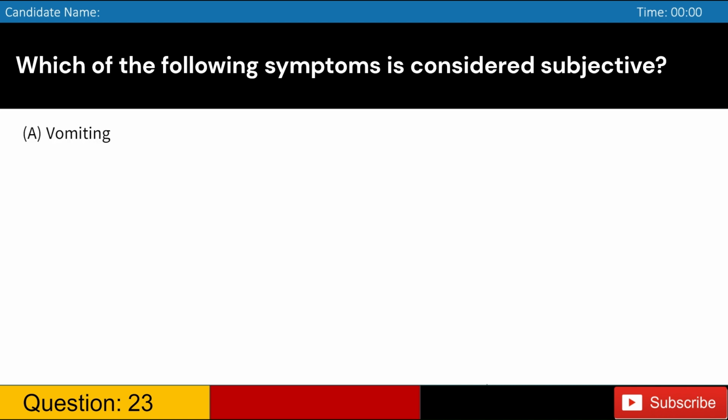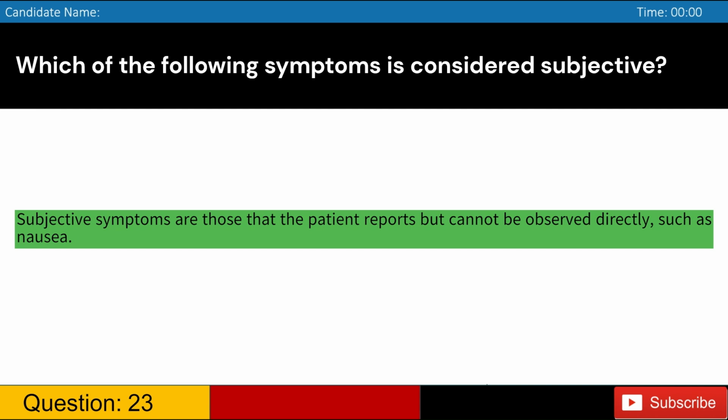Which of the following symptoms is considered subjective? A. Vomiting. B. Nausea. C. Skin breakdown. D. Rapid pulse. Answer B. Subjective symptoms are those that the patient reports but cannot be observed directly, such as nausea.